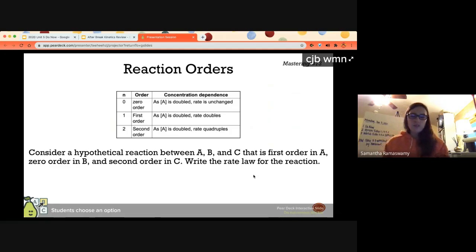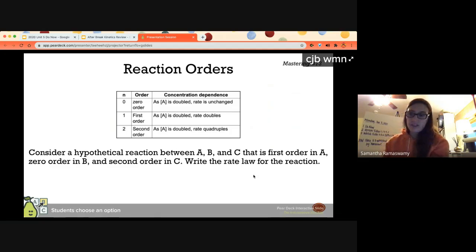So I'm just going to talk through what the rate law should be. You can check what you have written down. So your rate law will be rate equals k. Don't ever forget that k. So rate equals k times the concentration of A times the concentration of C squared.